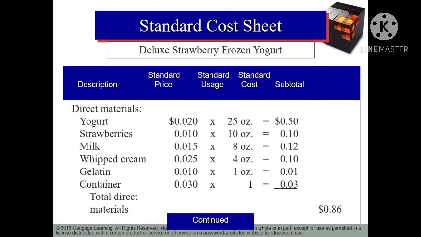This is an example of a standard cost sheet for deluxe strawberry frozen yogurt. They are given the standard price and standard usage for direct material.